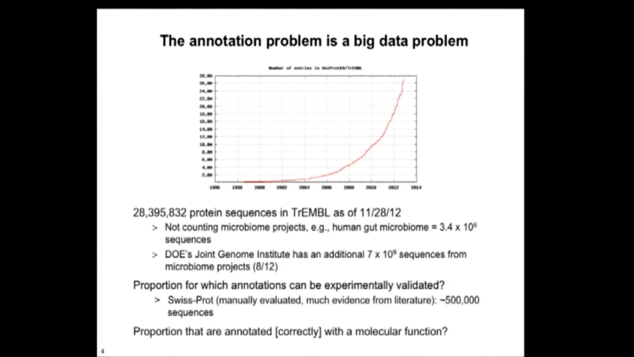So the annotation problem here, and by this I mean functional annotation, has become a big data problem overnight. Of course, we know there's an exponential growth in the number of protein sequences available, but the microbiome projects and the metagenomic projects are beginning to completely dwarf this set of data. And so the question is, how are we going to start digging into that data to figure out what these proteins do? The proportion for which annotations have been or can be experimentally validated is now becoming vanishingly small.